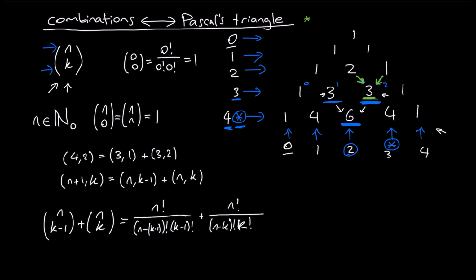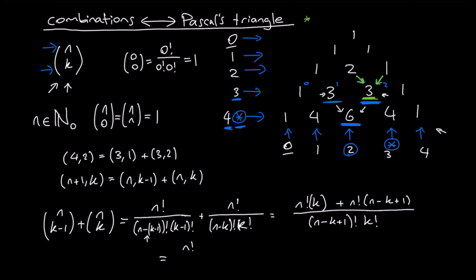k factorial. And if I bring that onto a common denominator, I get n factorial k plus n factorial n minus k plus 1, because this term n minus k minus 1 is n minus k plus 1, over n minus k plus 1 factorial k factorial. And that is equal to n factorial times n minus k plus 1 plus k. There's going to be a cancellation in those k's. And then I'm going to rewrite that as n plus 1 minus k factorial.